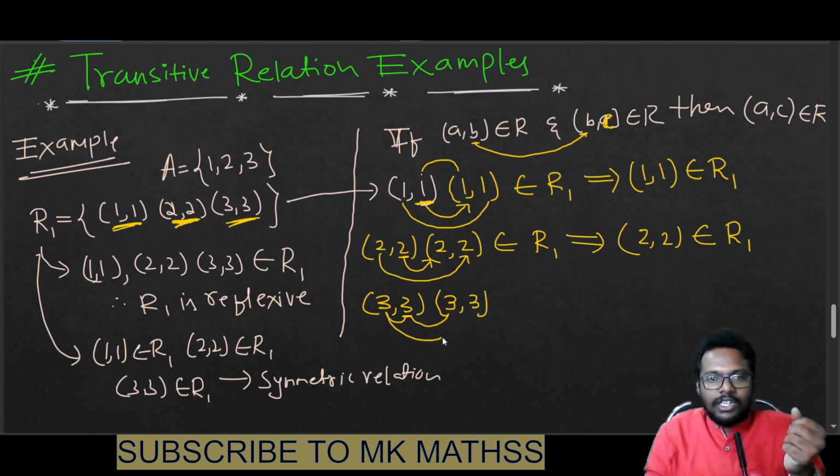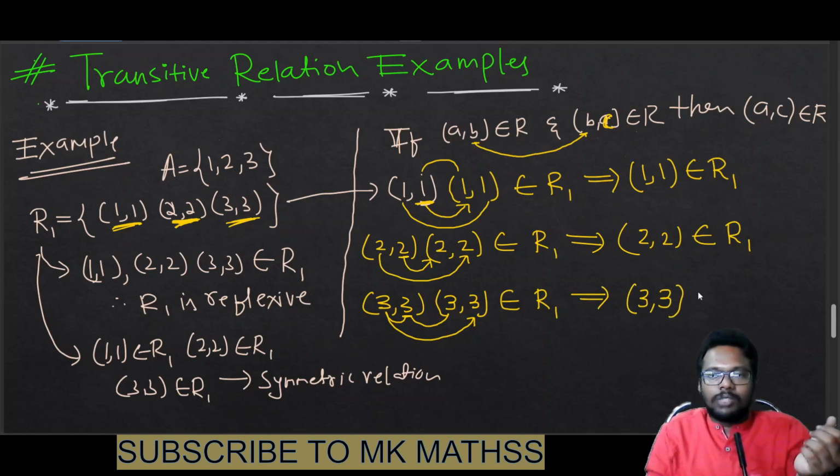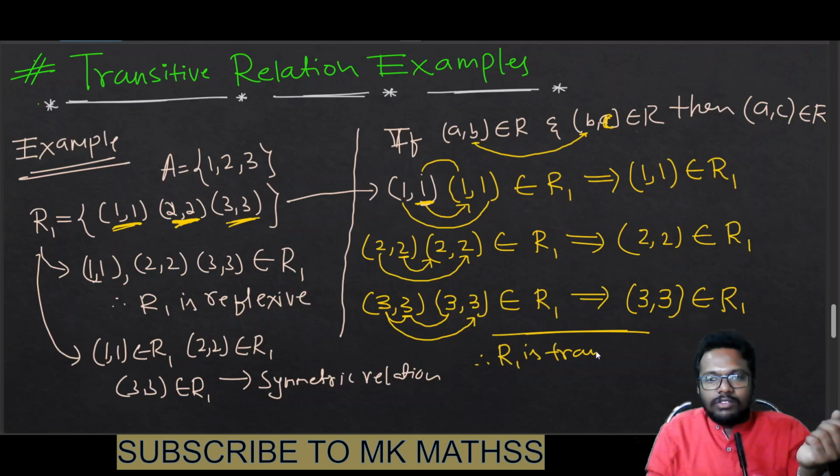Here, if we consider first and last, these two belong to R1. Again we got 3 comma 3, which is obviously present in R1. Then now we can define, therefore R1 is transitive.